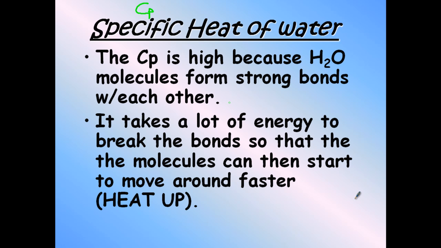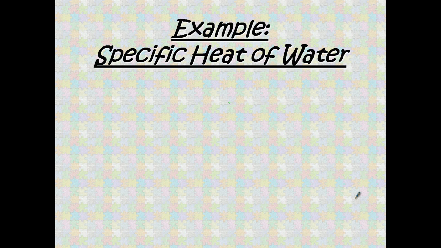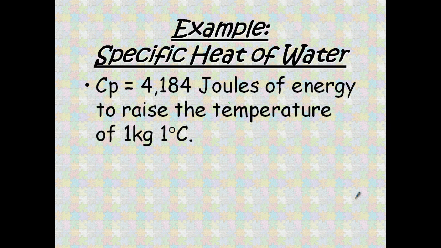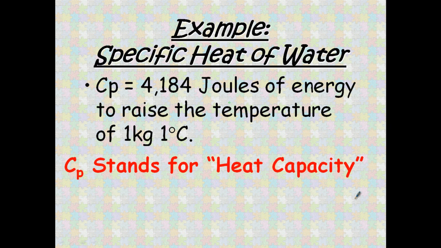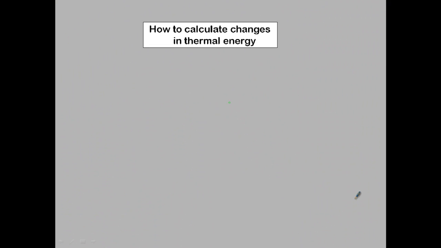And once those bonds are broken, the molecules can start moving around, and this is why things start heating up. Well, the molecules don't break down. The bonds between the molecules break, and they move around faster and faster. So an example: the Cp of water is 4,184 joules of energy to raise 1 kilogram by 1 degree Celsius. I already said Cp stands for specific heat.